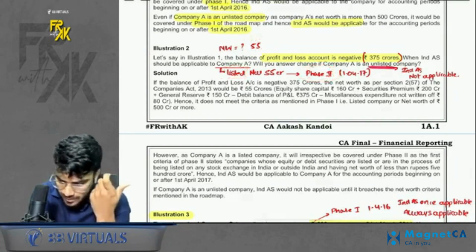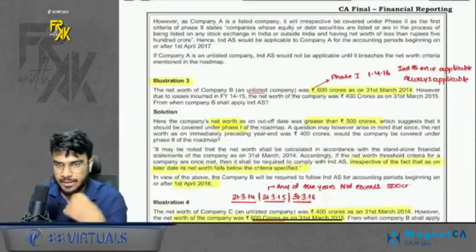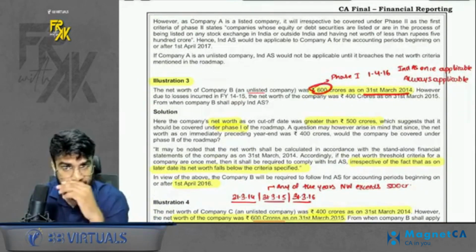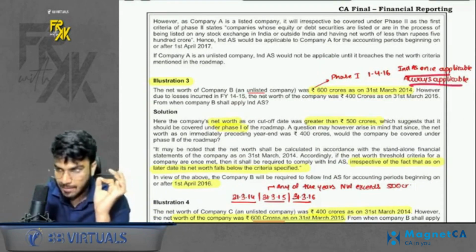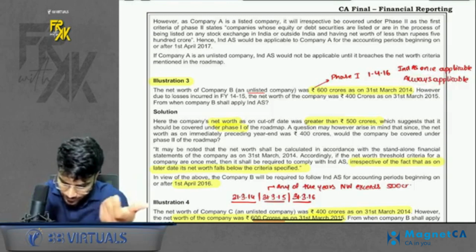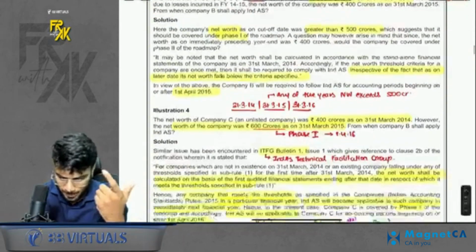What if it was unlisted? Ind AS is not applicable in that case. Okay. Under illustration number 3, net worth was 600 on 31st March 14. They are falling under phase 1 in this case. And Ind AS once applicable, always applicable. So irrespective of the fact that further the net worth was reduced, doesn't matter. Once applicable, always applicable. Next point.